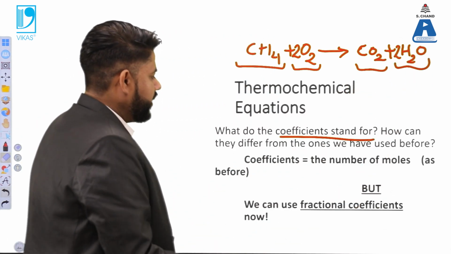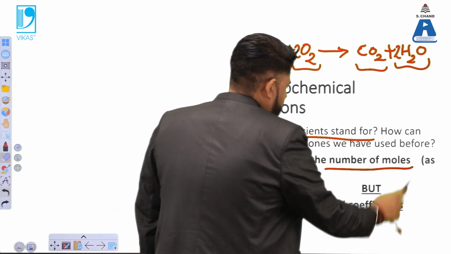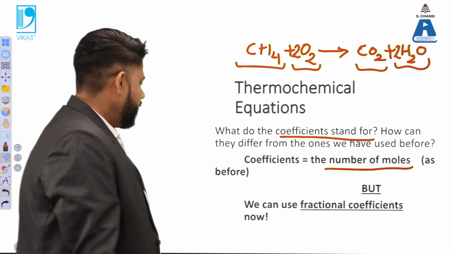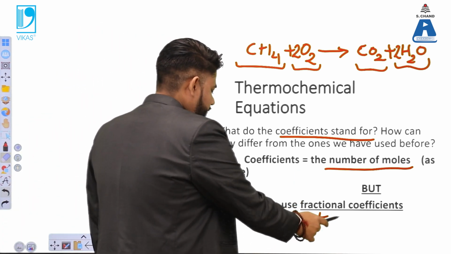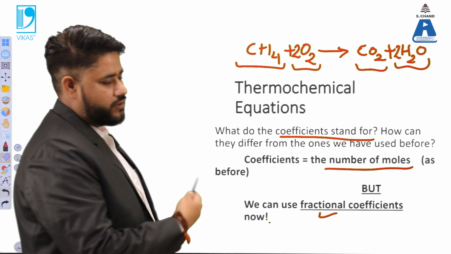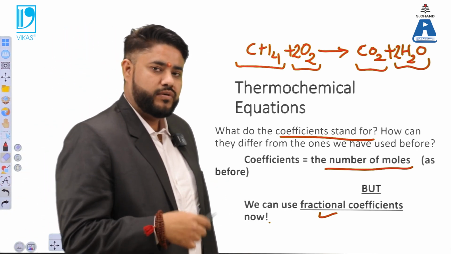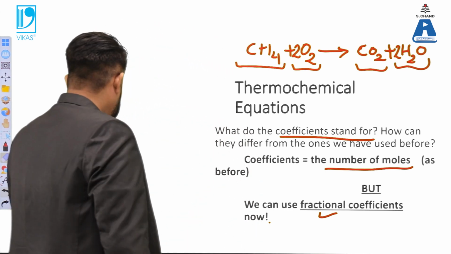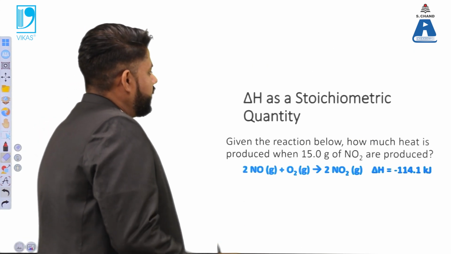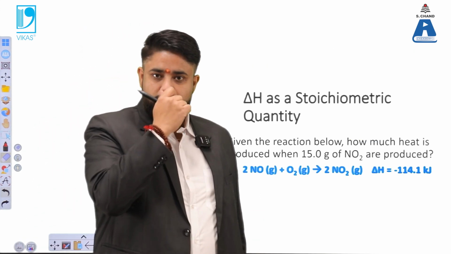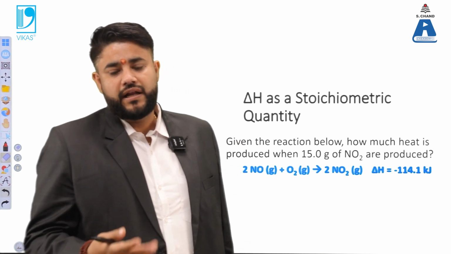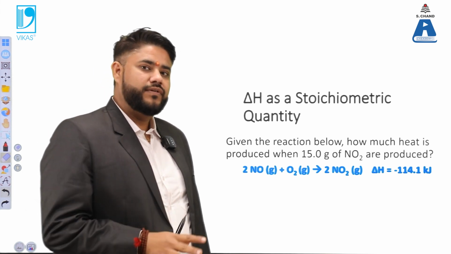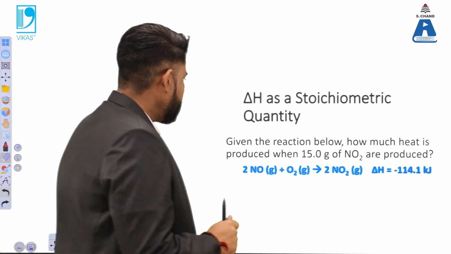So what do these coefficients mean? These coefficients generally mean the number of moles, as you write it before that particular substance. So we may have fractional coefficients also, as I have shown you, and the process to convert those fractional coefficients into non-fractional ones. This is one aspect of the thermochemical reaction. Now we will talk about stoichiometry, and in stoichiometry we will be specifically dealing with calculations of heat, and we will learn the stoichiometry aspect with the help of a numerical problem.